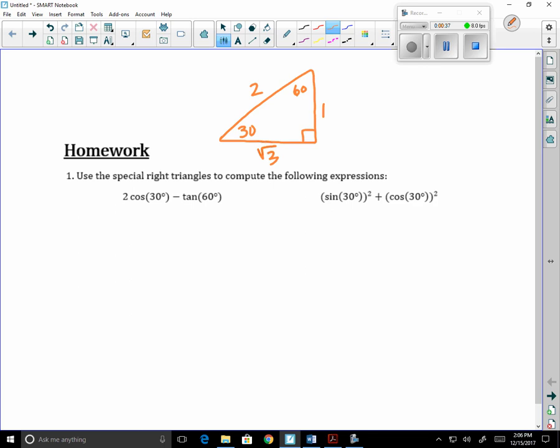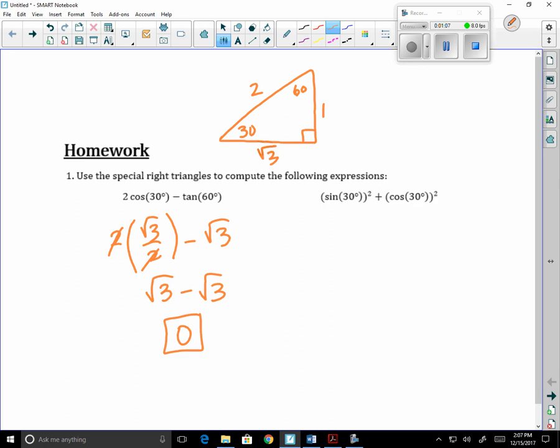So when I see the cosine of 30, I know I'm talking about the square root of 3 over 2 because it's the adjacent over the hypotenuse. Knowing the triangle helps. The tangent of 60, well, tangent is opposite over adjacent, so that would become the square root of 3. Knowing some basic algebra allows us to cancel those 2's. So now I have the square root of 3 minus the square root of 3, which is 0.